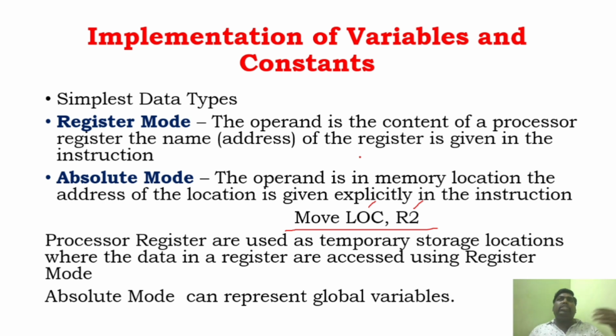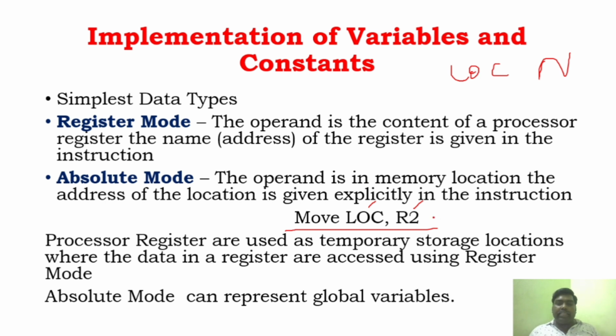And what is absolute mode? Instead of a register, if the operand is represented as location L or location A or simply a location, or accumulator, if it represents a memory location, that is called absolute mode. You now know what register mode and absolute mode are. Directly in the instruction, the register or memory location is given; that is called register mode and absolute mode.